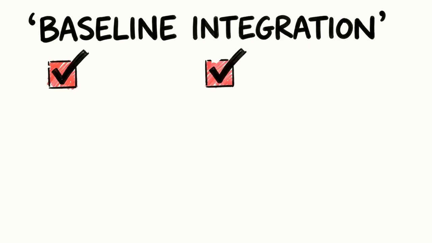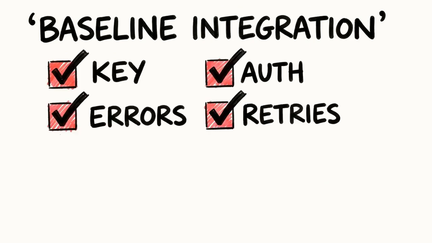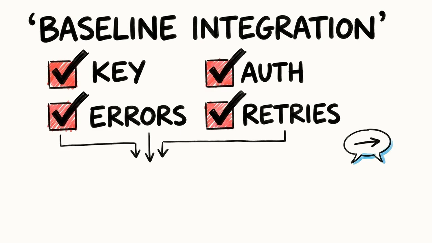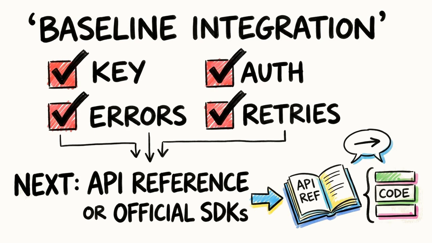At this point, you have the full baseline integration. You know how to generate a properly scoped API key, authenticate requests, interpret the common error codes, and build rate limit-aware retries. From here, move on to the full API reference or the official SDKs, which handle retries, pagination, and rate limiting for you.